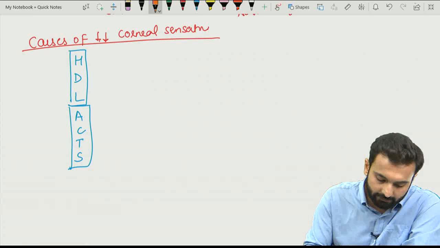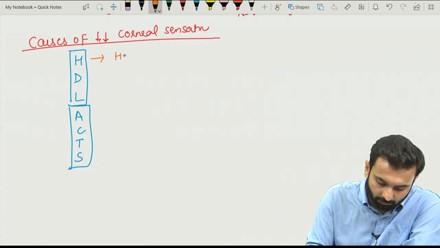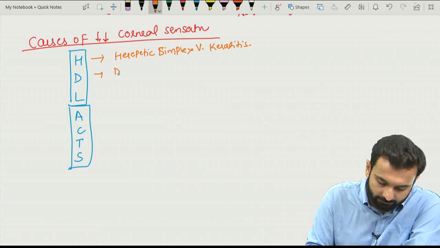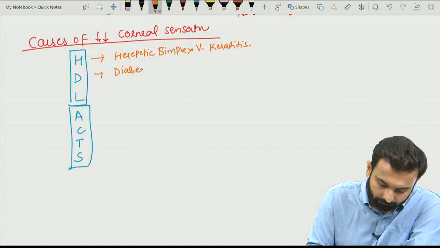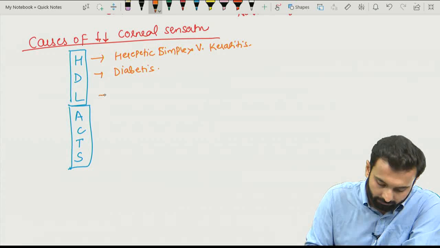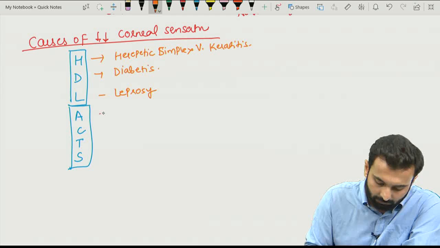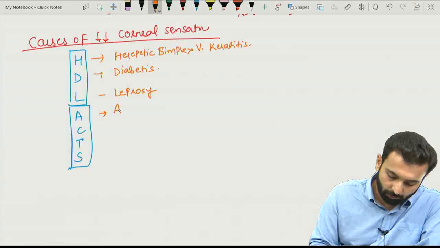HDL ACTS, where H stands for herpes simplex virus keratitis, D stands for diabetes, L for leprosy, A for acoustic neuroma.